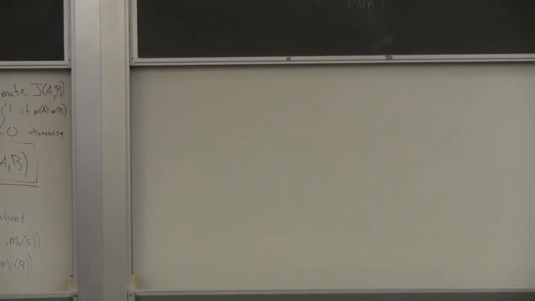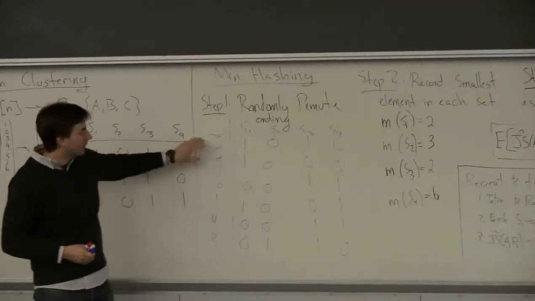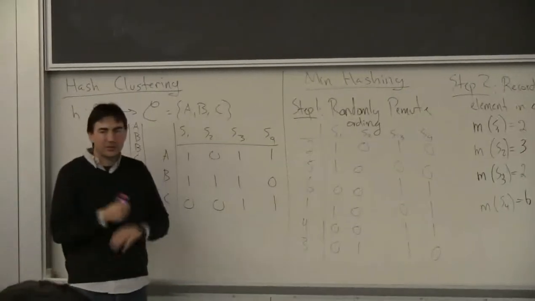In fact, this is called min-hashing. The hashing part is the trick we're going to use. We're somehow going to use something like a hash function here, and it's min-hashing because we only need to keep the smallest one. So this random permutation seems like a lot of work.